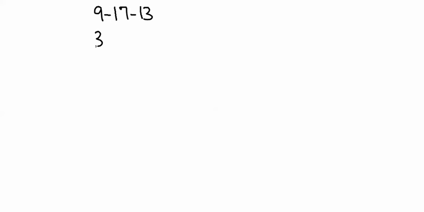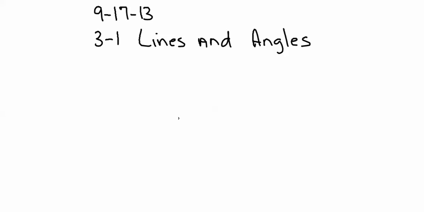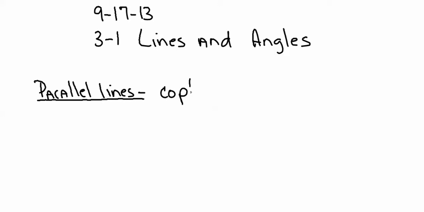This is chapter 3, section 1. It's lines and angles. A bunch of definitions today. We'll start with parallel lines. Parallel lines are coplanar, do not intersect.